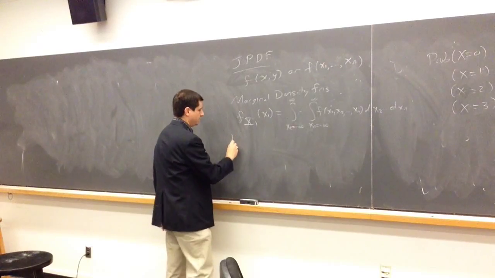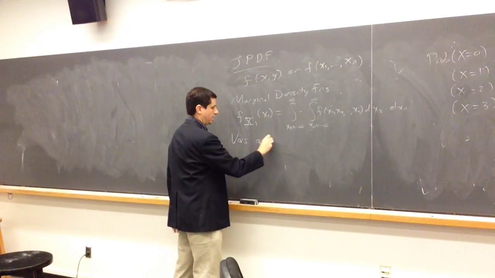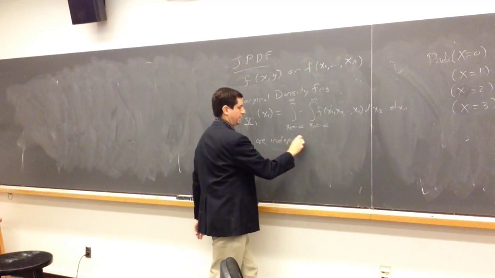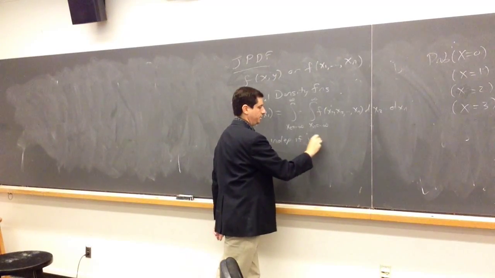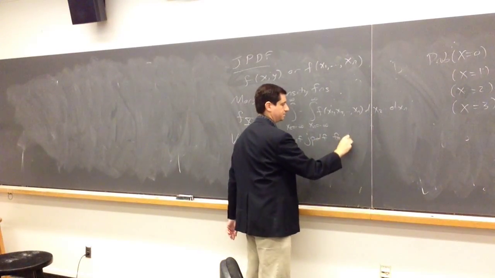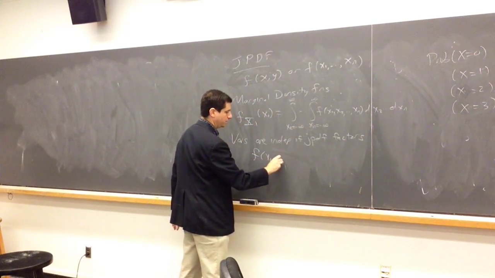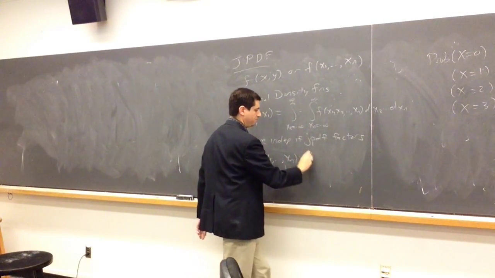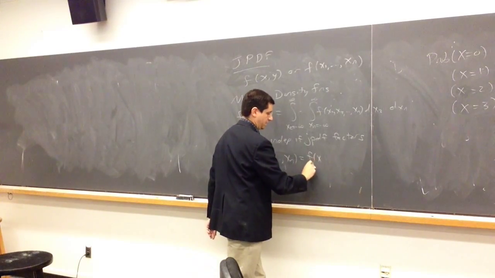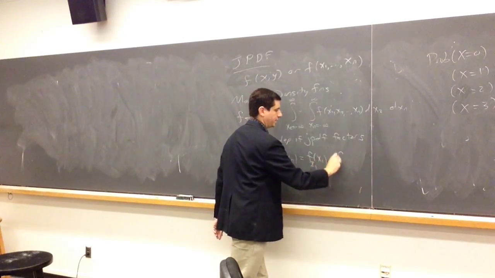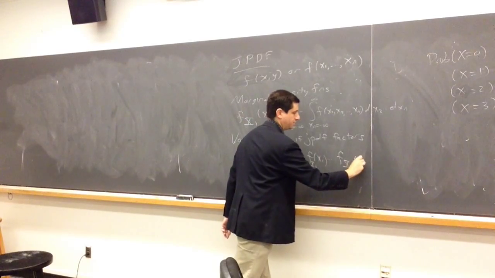And then the variables are independent if the joint probability density function factors. So that would mean f of x1 through xn can be written as f of x1 of x1, dot dot dot, f of xn of xn.